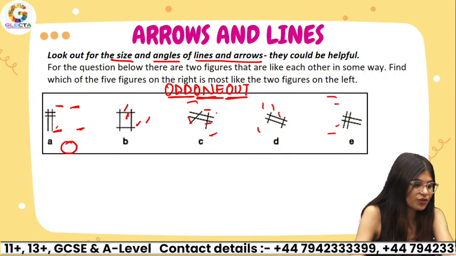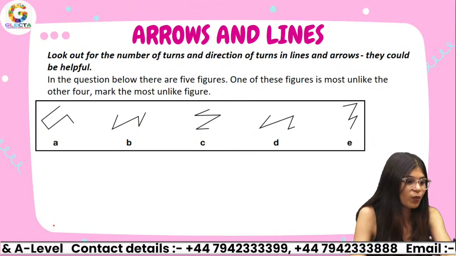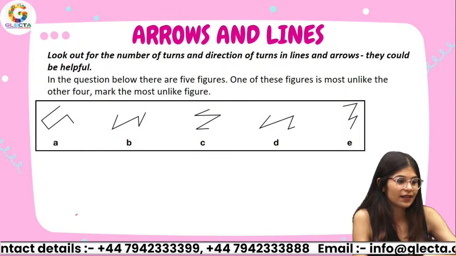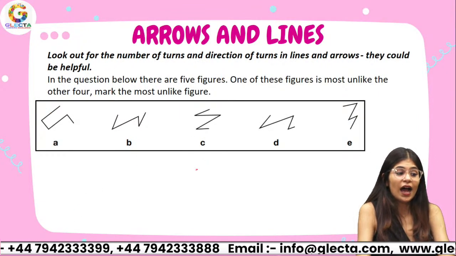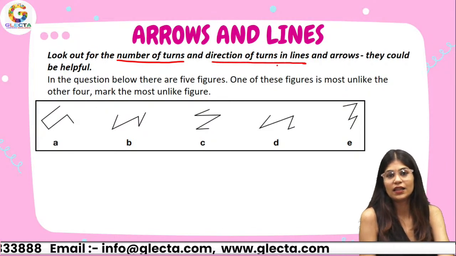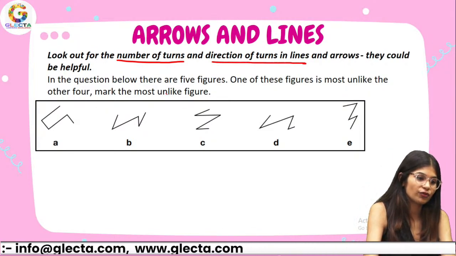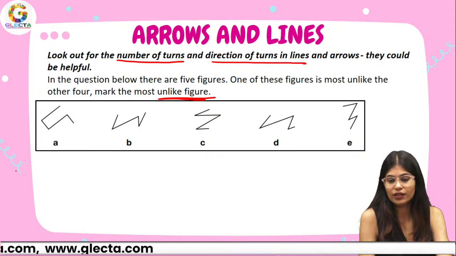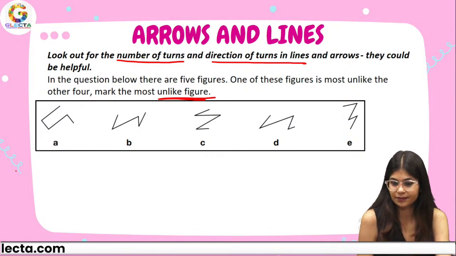Now moving on to another question, which is this. Now you have to find, according to the number of turns and the directions of turns in the line, the most unlike figure from the given ones.